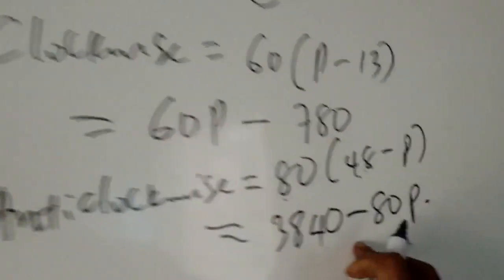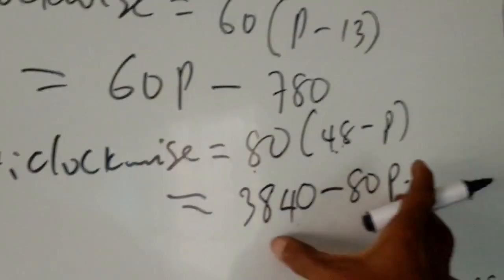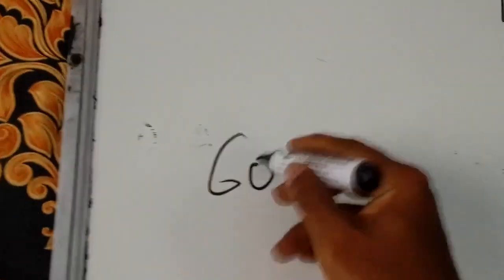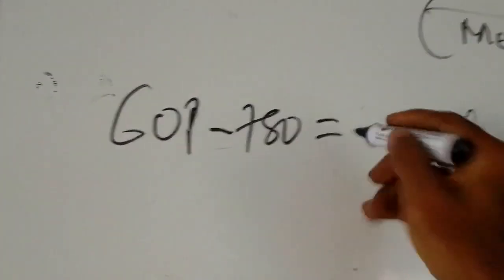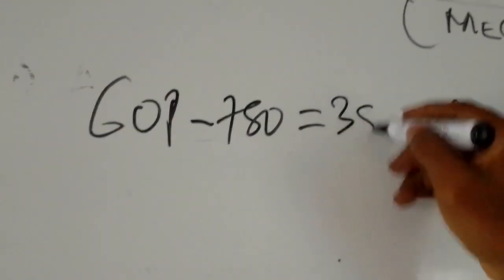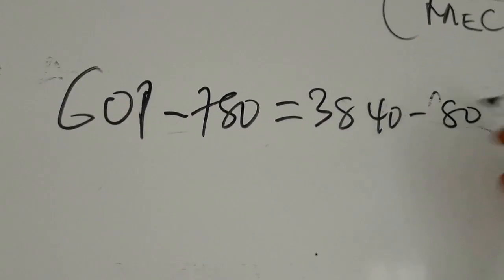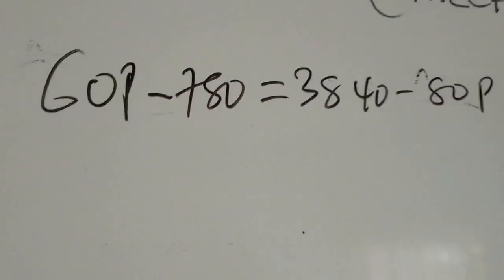Then, obeying the principle of moment, let's use the right side of the board. We'll now take the clockwise moment to be equal to the anti-clockwise moment. That is, we equate this expression to this expression. To go over to that place, we have 60P minus 780 equal to 3840 minus 80P.